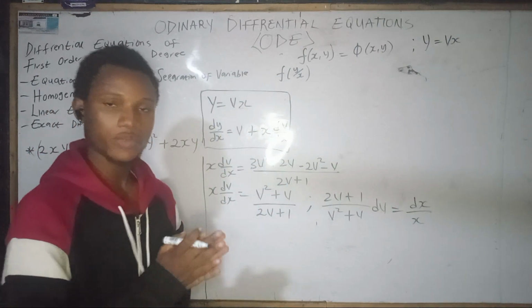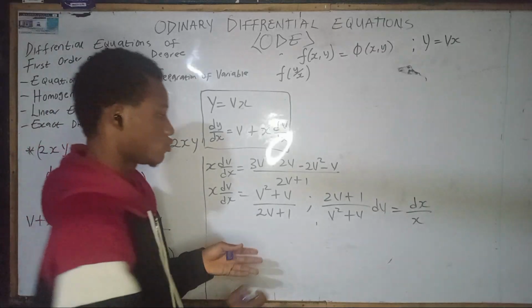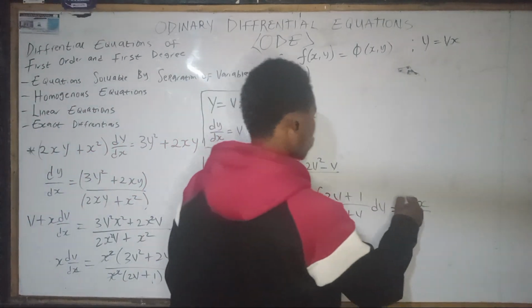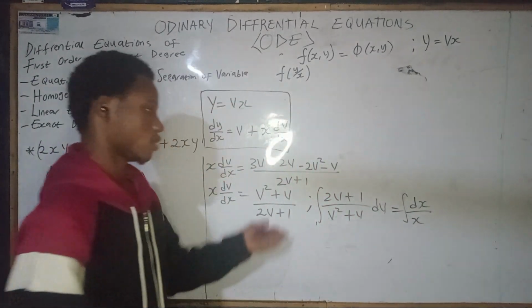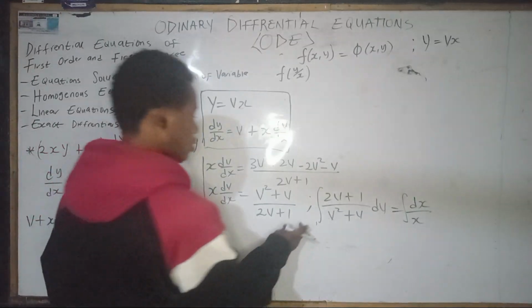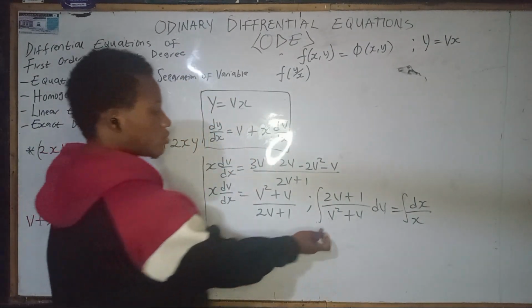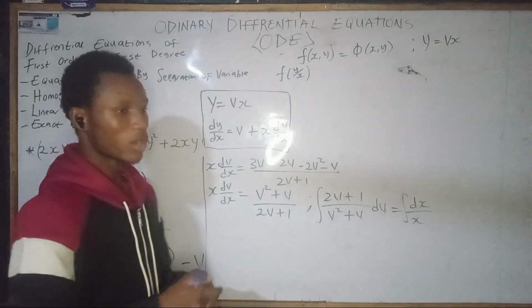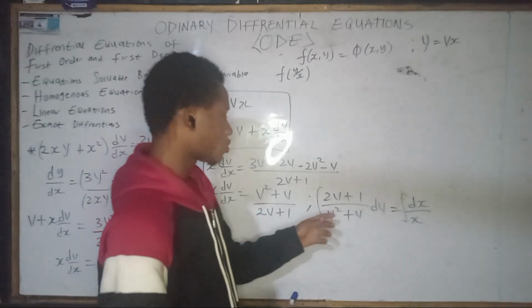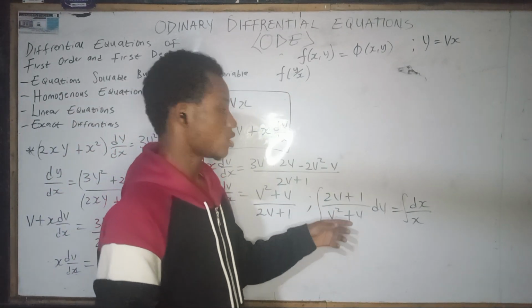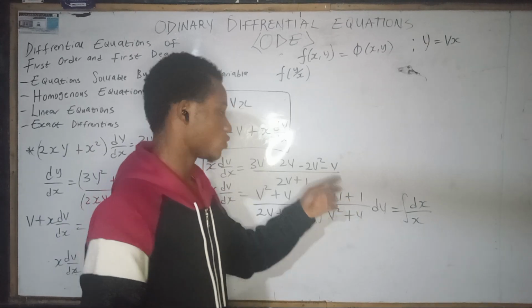What do we do when we see separation of variables? We add our integration to both sides. So now we integrate this. Now, how do we integrate something like this? First of all, if you are very observant, you understand that what is above is the differentiation of what is below.